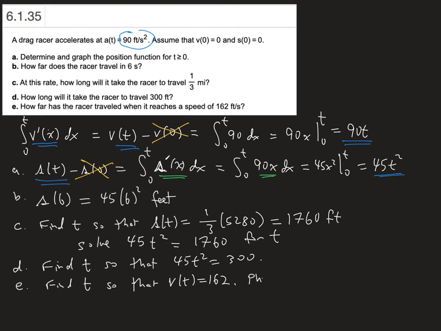The second step to this would be to plug that t in. That tells us the moment in time where the velocity is 162 feet per second. The question is, we want to know how far the racers traveled at that time, and so I plug that value of t into my position function. So we find the time it takes to reach the speed 162 by solving this equation, 90t equals 162, and then we plug that value into s of t, which is the 45t squared formula. So we're going to use both formulas in that to get our answer for how far the racers traveled when it reaches that speed.